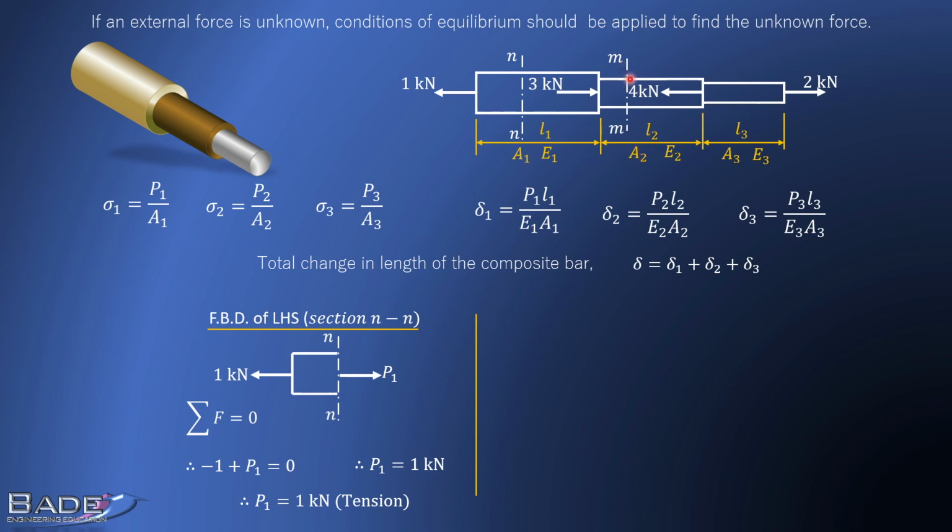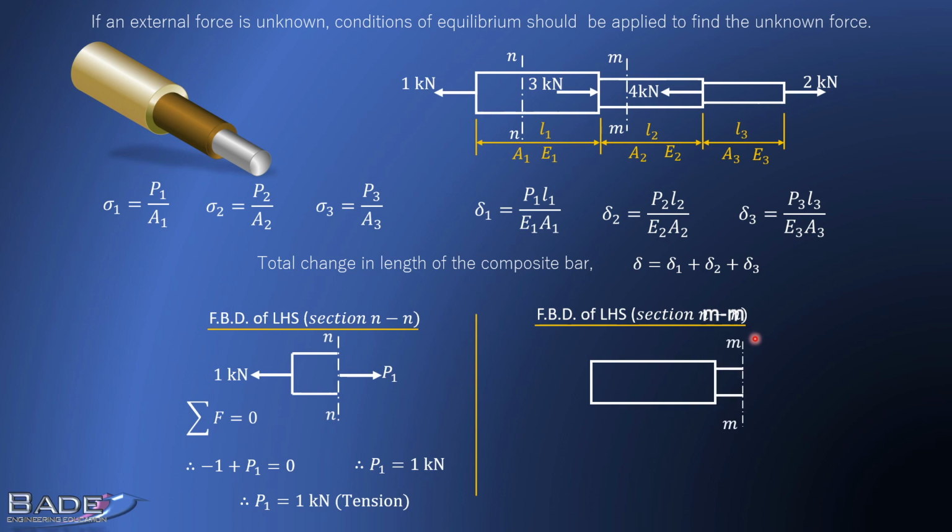Section MM. Right now we are using method of sections. So draw FBD of left side portion. You may consider FBD of right side portion, but right now we are drawing FBD of left side portion. FBD of left hand side section MM. So this is that left hand side. Now show all applied forces on the left hand side. So only these two forces, 1 kilonewton and 3 kilonewton.